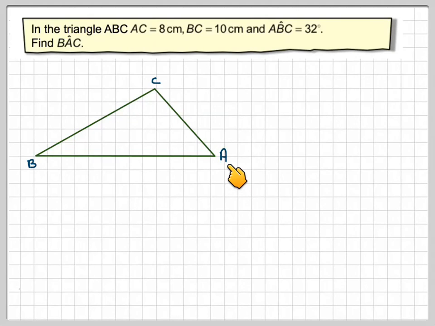So I'm going to label this side here a, this side b, and this side c. Sorry, angle ABC is 32 degrees, and I'm told that BC is 10 centimeters, and I'm told that AC is 8 centimeters.